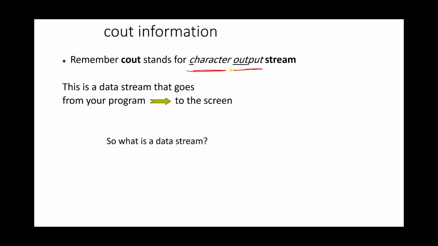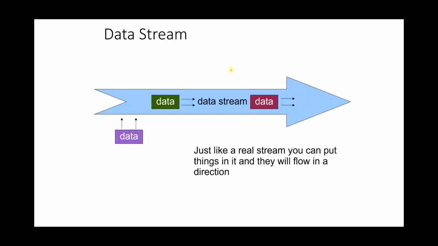So let me ask you something. What is a data stream? The data stream is like any other stream, but we are sending data. So the flow is the data. To define a stream: a stream is a flow of matter, a flow of something. And usually it's unidirectional, going from one point to another.